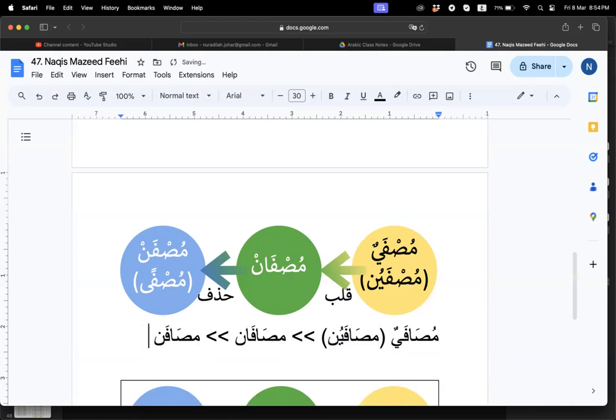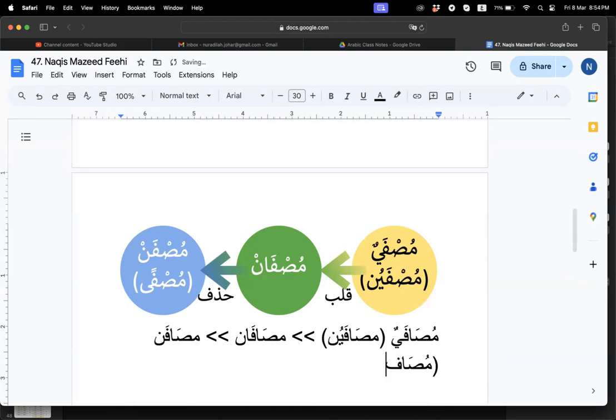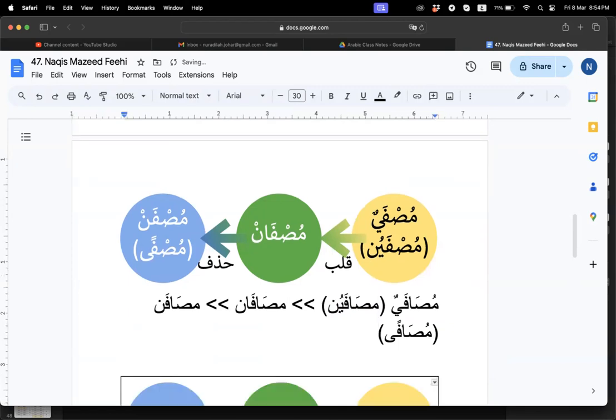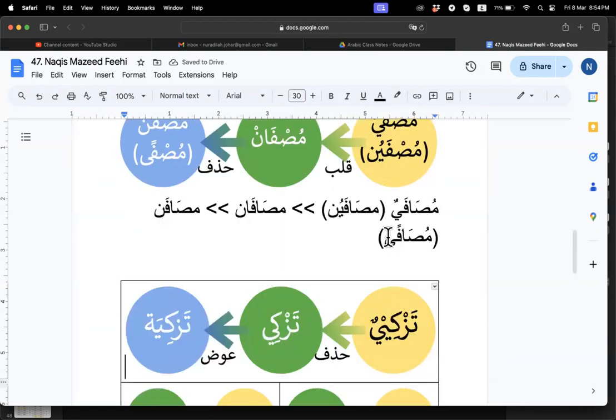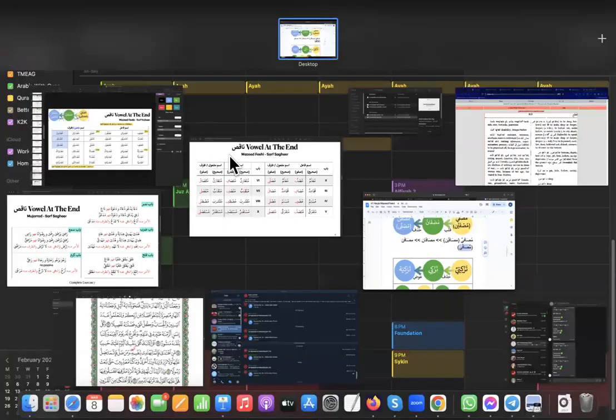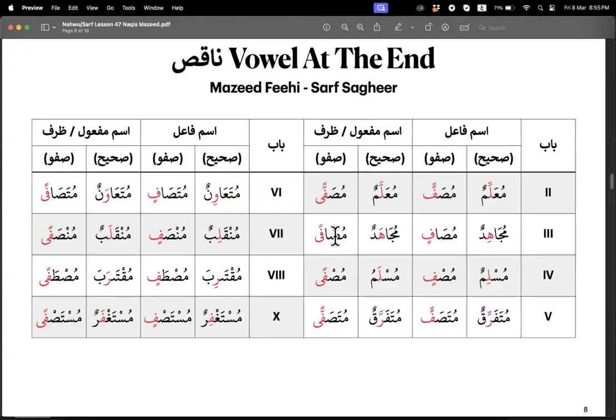Musofan, but you write it. You come back to tanwin, you write it. Musofan. Okay, the point is, I don't know if this helps, but there are rules for this. It's not from thin air. Sarf is a bit like math, so there are rules for this. So this is how you get this one.